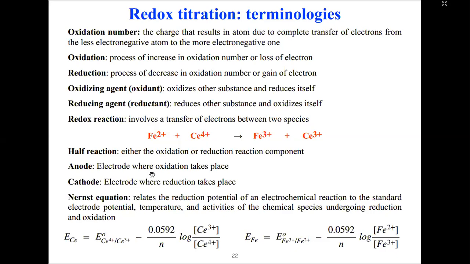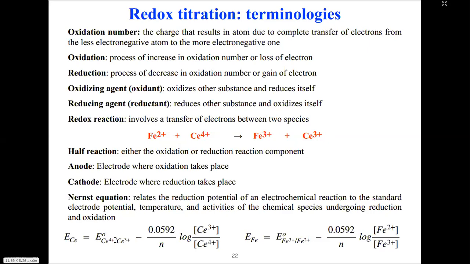Okay, now I would like to jump into the Nernst equation. This is another important equation that we need to get familiar with. We'll be seeing this equation a lot in coming slides. And also I would like to tell you now that whenever we talk about the reaction, we'll be talking about this particular reaction only: iron 2 plus plus cerium 4 plus gives iron 3 plus plus cerium 3 plus, okay?